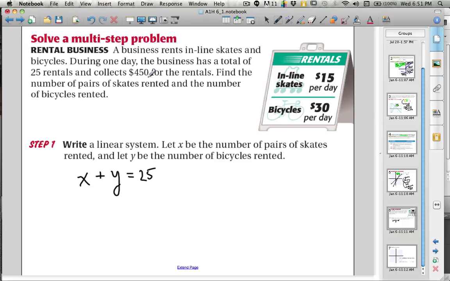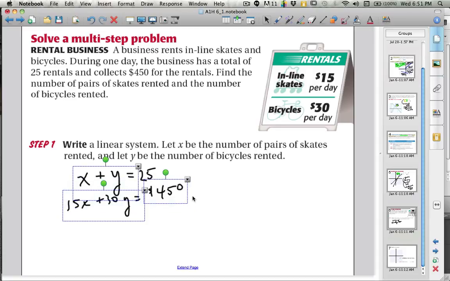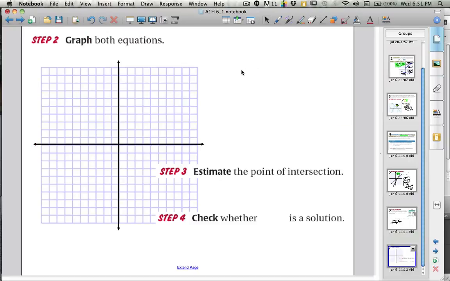And then the other one is about how much money it costs. So I know $15 times the number of rentals they had for the skates plus $30 for the number of rentals they had for the bicycles will equal $450. Okay, so now I've created this linear system. I'm going to take my linear system and I'm going to move on with it to the next slide.